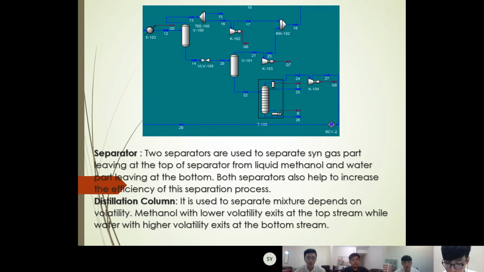After passing through these separators, it will reach the final distillation column. This distillation column is used to separate mixtures depending on volatility. Methanol with low volatility exits at the top stream, while water with higher volatility exits at the bottom stream.